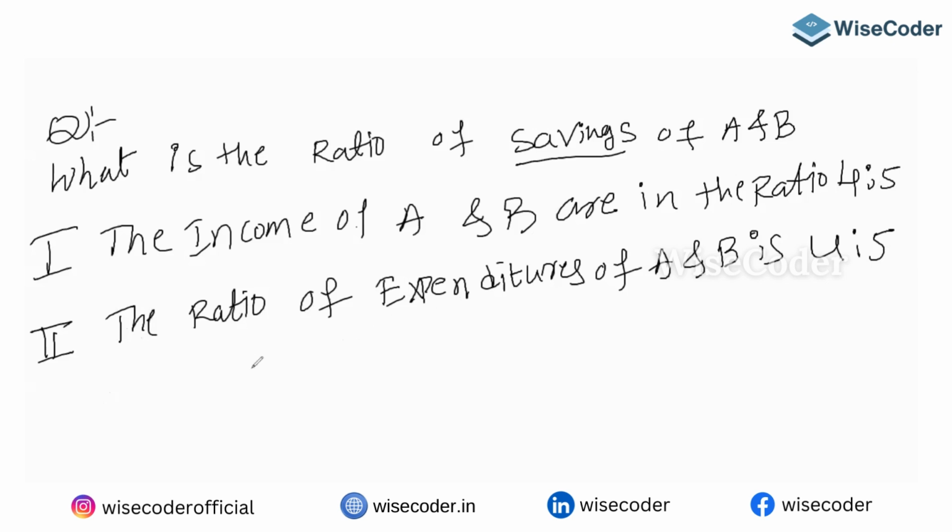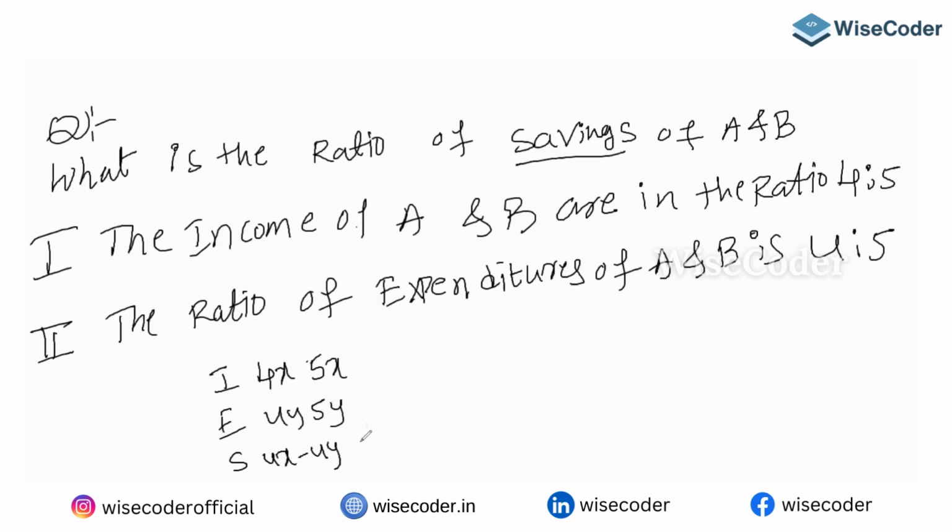Let me check. Incomes are in the ratio 4 and 5. Expenses are in the ratio 4 and 5. So, can you figure out the savings ratio? Yes or no? Yes, of course, yes. How? Let's check. 4x, 5x, 4y, 5y. Savings means what, guys? 4x minus 4y.